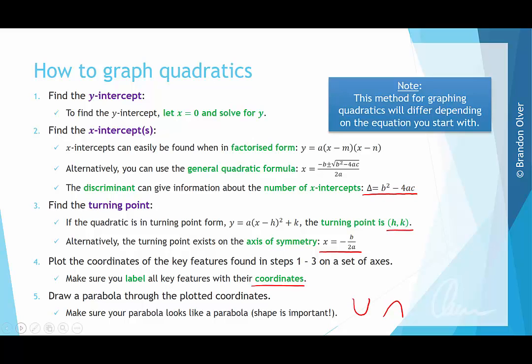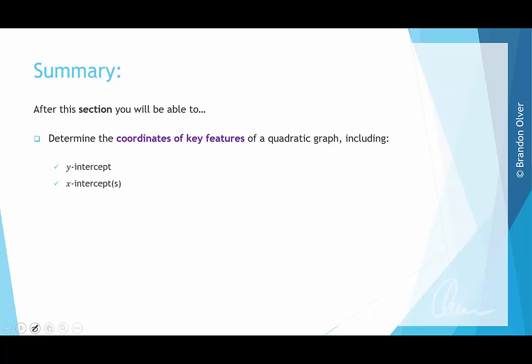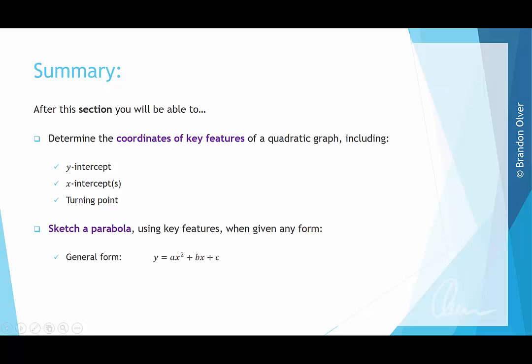Note that this method for graphing quadratics will differ depending on what equation you start with. So depending whether you're given general form, factorized form, or turning point form, you need to be flexible in how you use this method to find all the key features and plot the graph. So after this section, you should be able to determine the coordinates of key features of a quadratic graph, including the y-intercept, the x-intercept or intercepts, and the turning point. You should be able to sketch a parabola using key features when given any form of the quadratic. So you may be given the general form, the factorized form, or the turning point form. And no matter where you start, you should be able to find all the key features of the graph from any of those three forms.